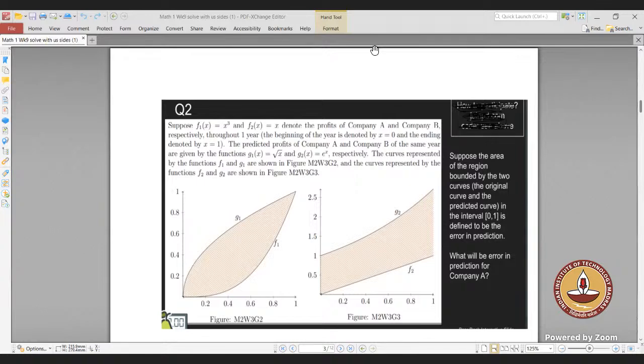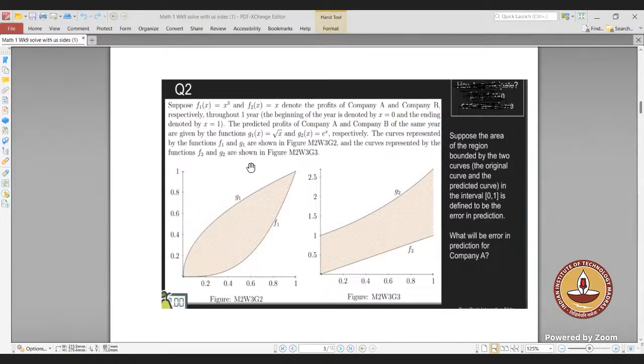Okay, shall we discuss this answer? As I said, the approach to solve this question is to find the area between G1 and F1. So how do we get the area between G1 and F1? Integrate both of them. After that, subtract F1 from G1. We have to do G1 minus F1, right? Yes, sir. So we'll solve this question now.